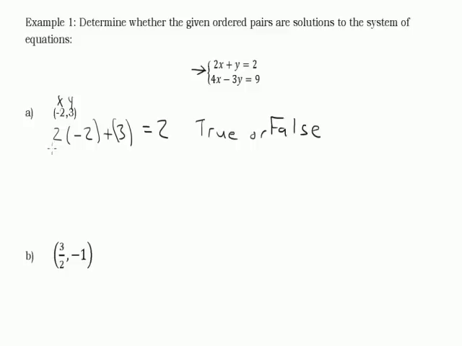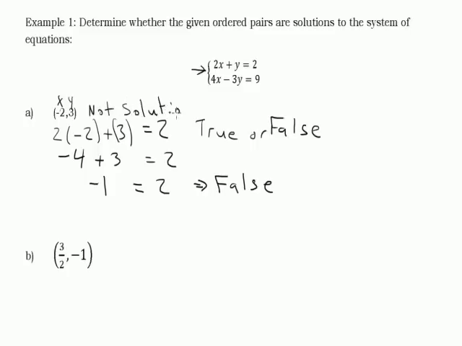That's our goal. So working through the left-hand side here, 2 times a negative 2 is a negative 4, plus 3. We're trying to determine whether or not that equals 2. Continuing to work on the left-hand side, a negative 4 plus 3 is a negative 1. Negative 1 equals 2. I'm pretty sure that is a false statement. So this is not a solution here in A. Again, this has to make both equations true.